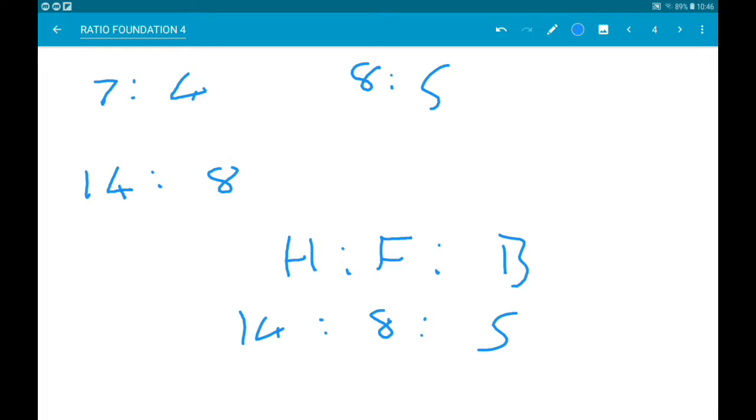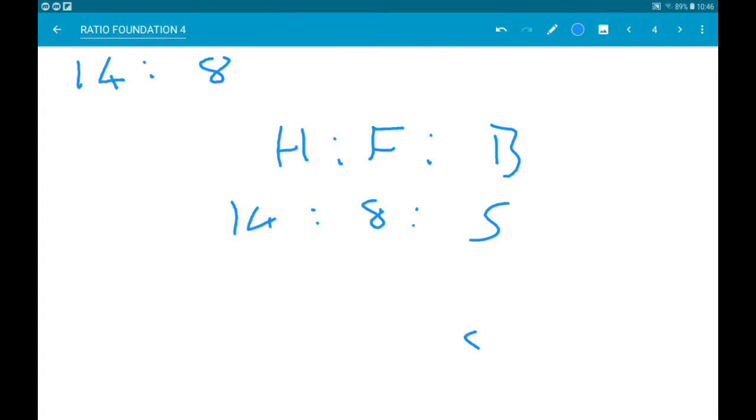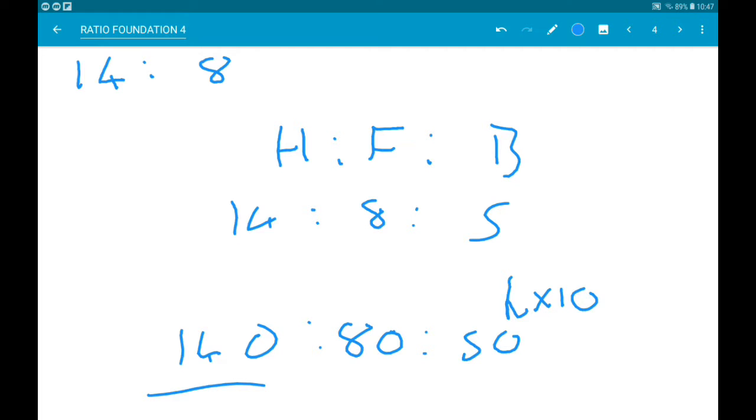Okay, so we now know there are 50 bungalows. How do we get from 5 to 50? We multiply by 10. So that means there are 10 lots of the ratio in the village. So there are 80 flats. More importantly, there are 140 houses. So that is our answer.